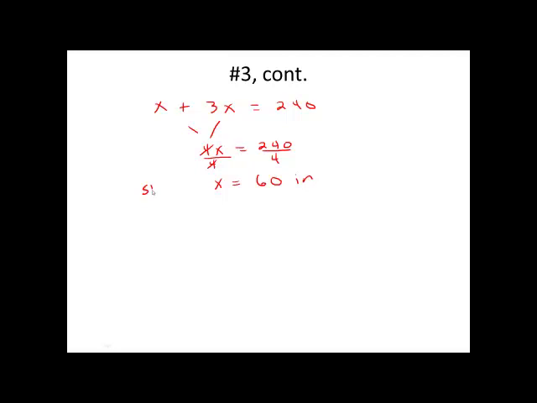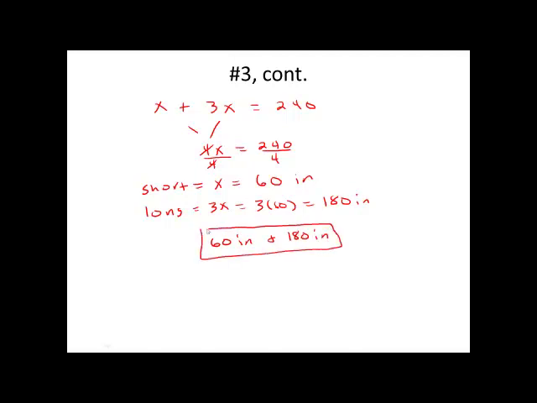And remember, x represented the shorter piece. So the short piece is 60 inches. The longer piece was 3 times the length of the short piece, or 3 times 60, 180 inches. So the two pieces, 60 inches and 180 inches. And if you add those back together, you get 240. Okay, so again, the key to this was the short piece plus the long piece equal the total length of the pieces.